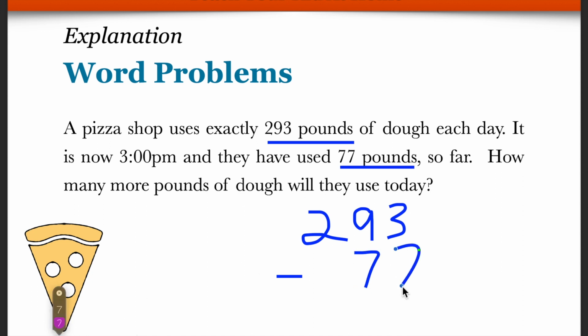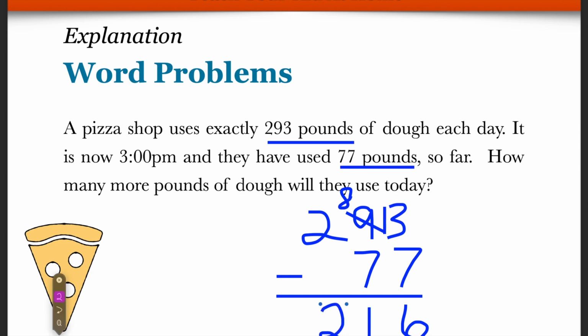So I put 77 right here. I don't have to figure out what to do anymore, I've found the difference. Now all I have to do is subtract. This will be a regular subtraction problem. I have 7 minus 3. What I do, obviously, is cross this 9 out and make that an 8, and then from our 8 we're going to borrow this 1 and make this 13. So now I have 13 minus 7, which is going to be 6. Then I have 8 minus 7, which gives us a 1, and 2 minus 0, which gives us a 2. So 216 is the answer. So they have 216 pounds of dough that they will use for the rest of the day if they use exactly 293 pounds every day.